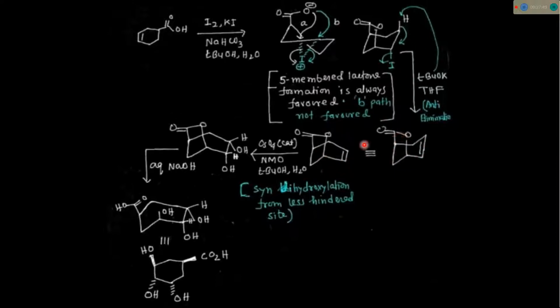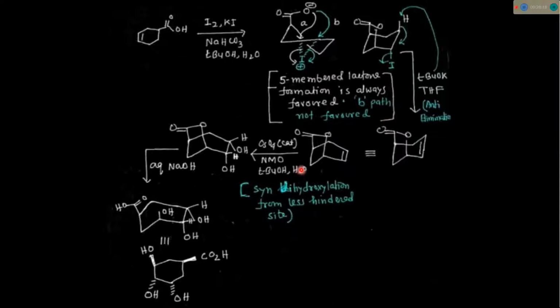So this structure and this structure are the same. We can write it in a different way. Now, osmium tetroxide in the presence of NMO. We all know that if we treat any alkene with osmium tetroxide, it leads to a dihydroxylation reaction in a syn manner.